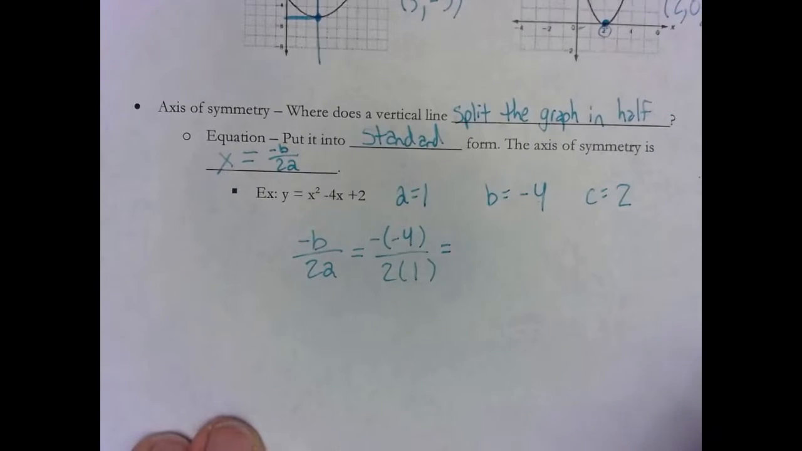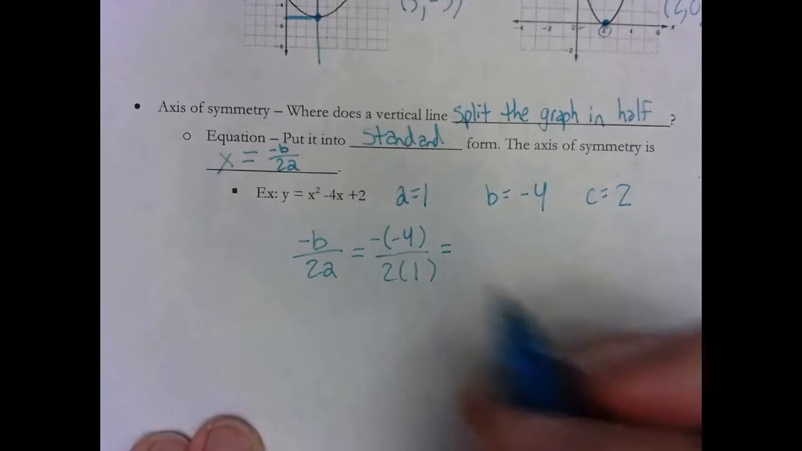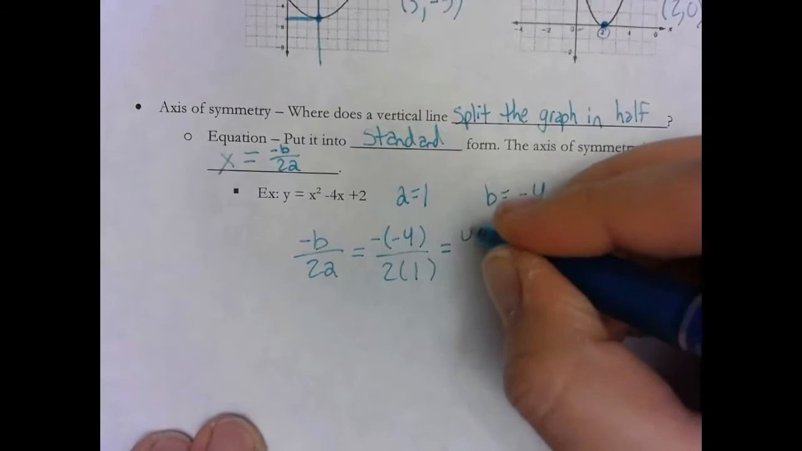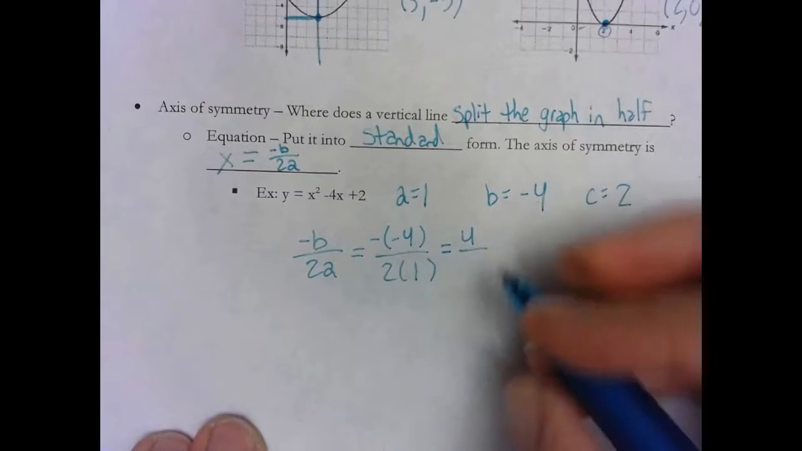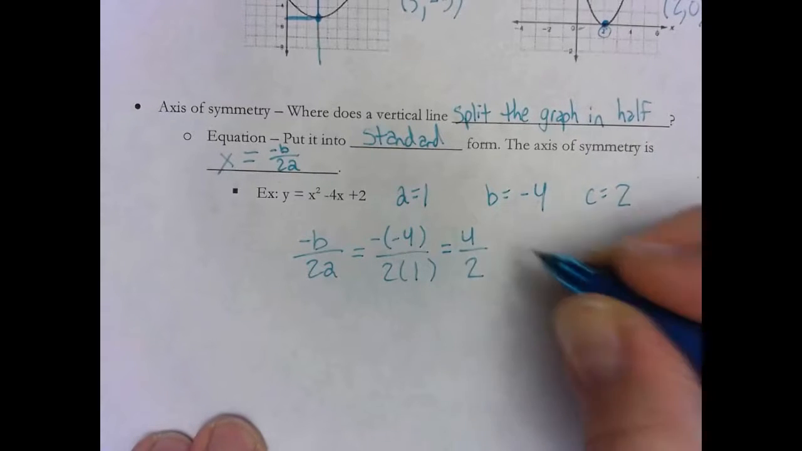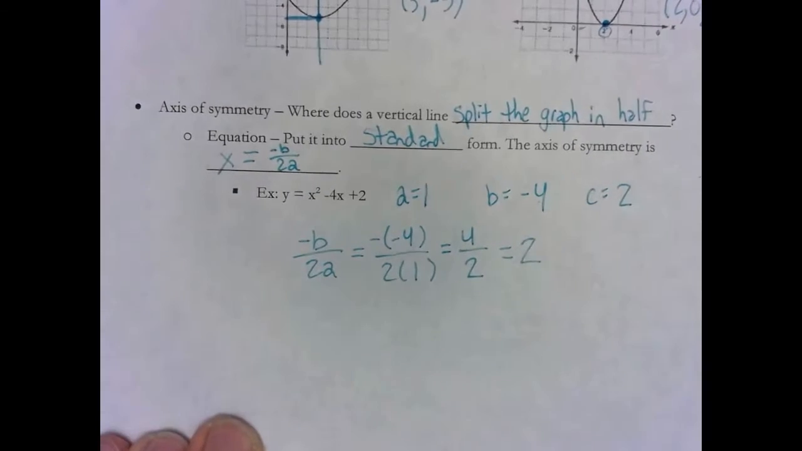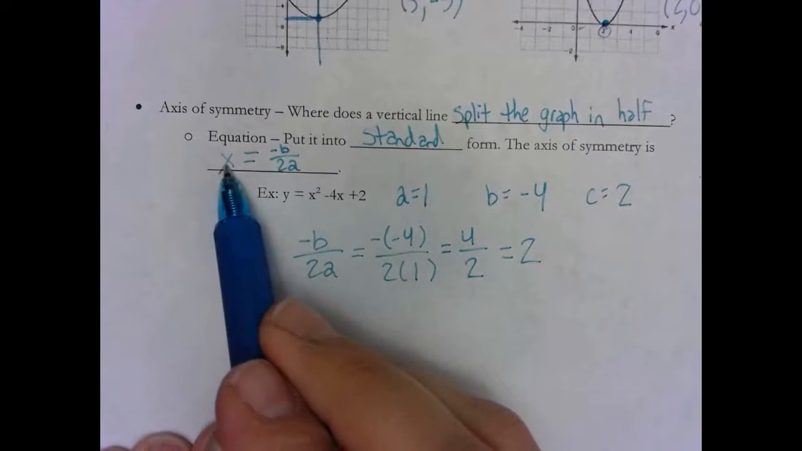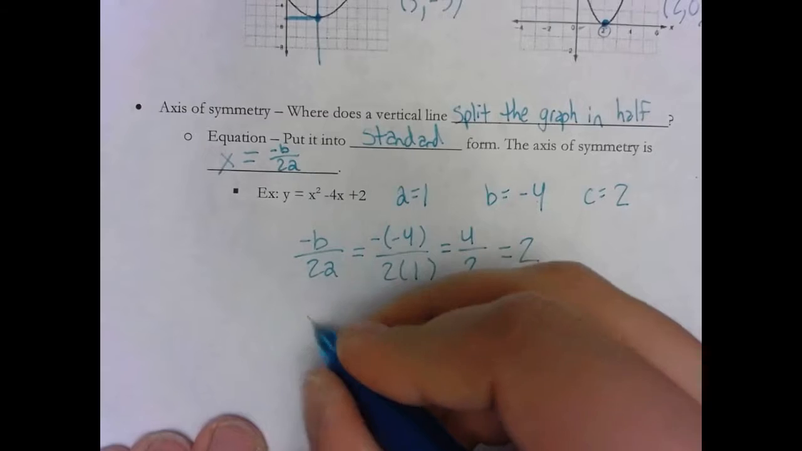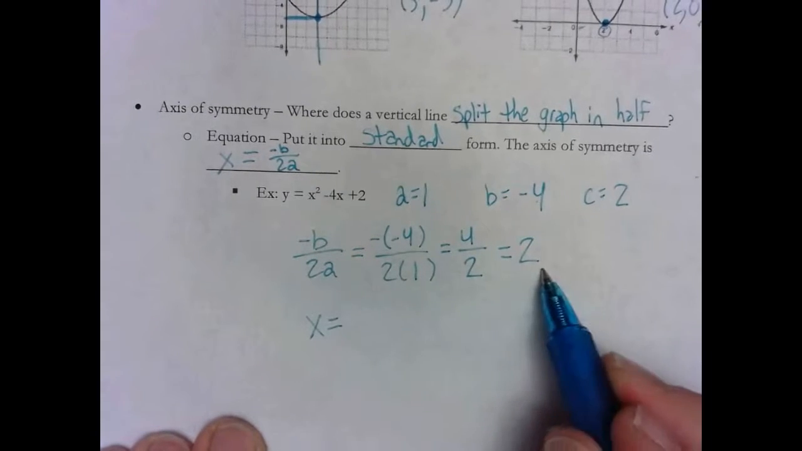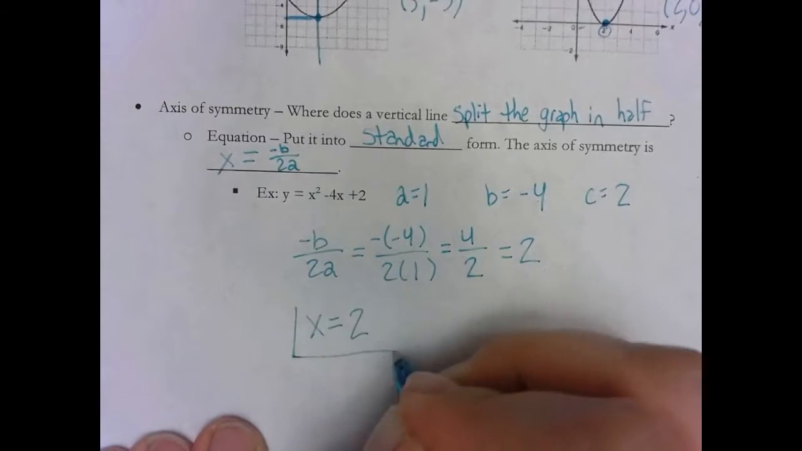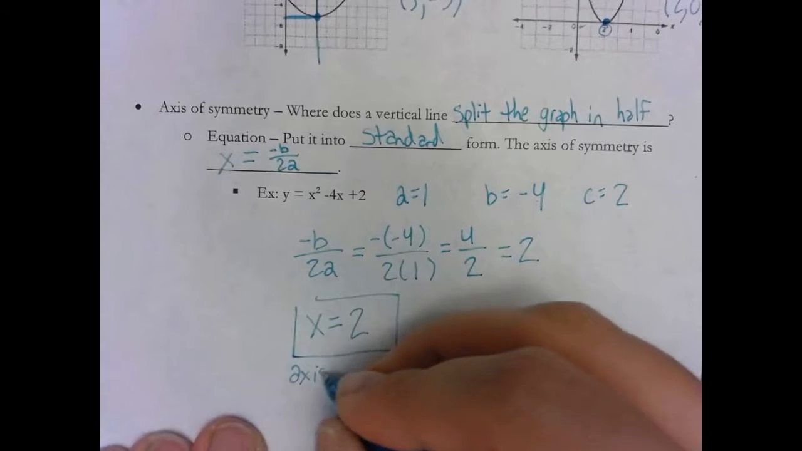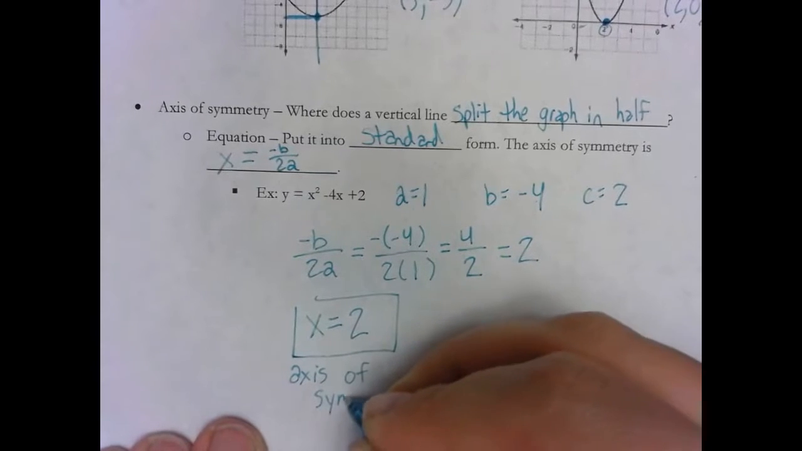And yes, if you're feeling like you have deja vu, you're not going crazy. -4, that's +4. 2 times 1 is 2. Well, 4 divided by 2 is just 2. And yes, this is the exact example we just used for vertex. I know, I'm tricky. Well, the equation for the axis of symmetry is x equals -b over 2a, so x equals 2. This is our axis of symmetry.